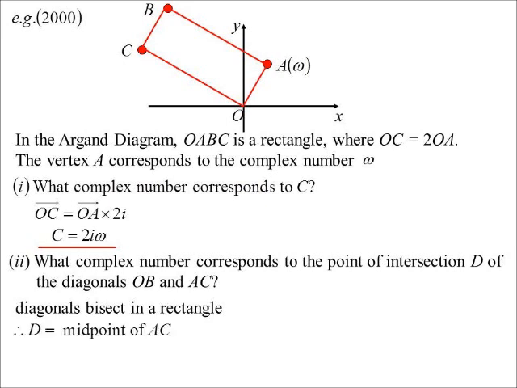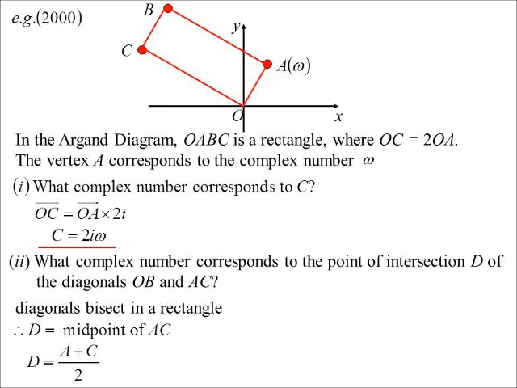So D, therefore, must be the midpoint of AC. It's also the midpoint of OB, but that's not going to help me because I don't know what B is yet. But I do know A and C, and I know the diagonals bisect each other. So I've just got to find the midpoint of AC. So what is the midpoint? It's the average of the 2 points. So it'll be A plus C divided by 2.